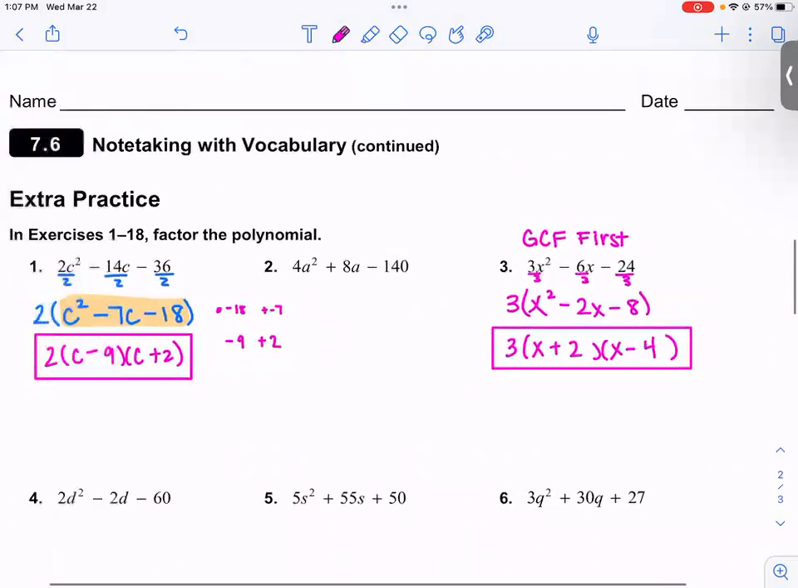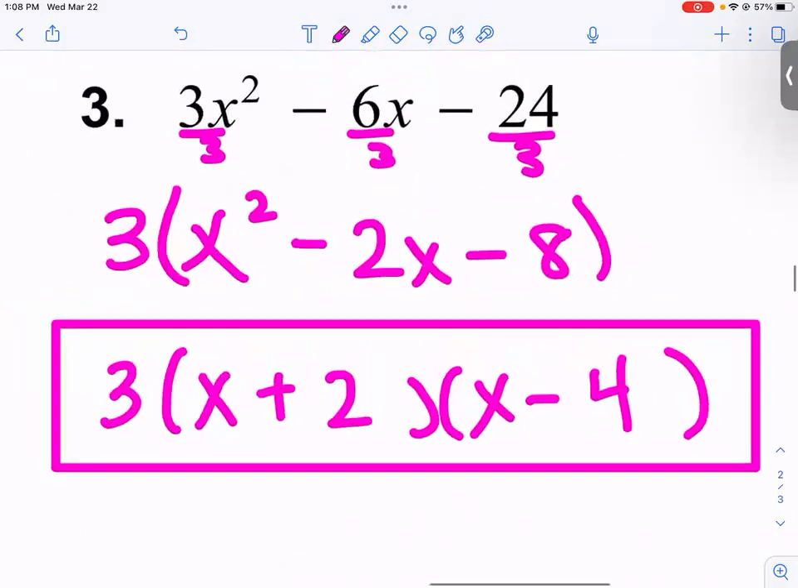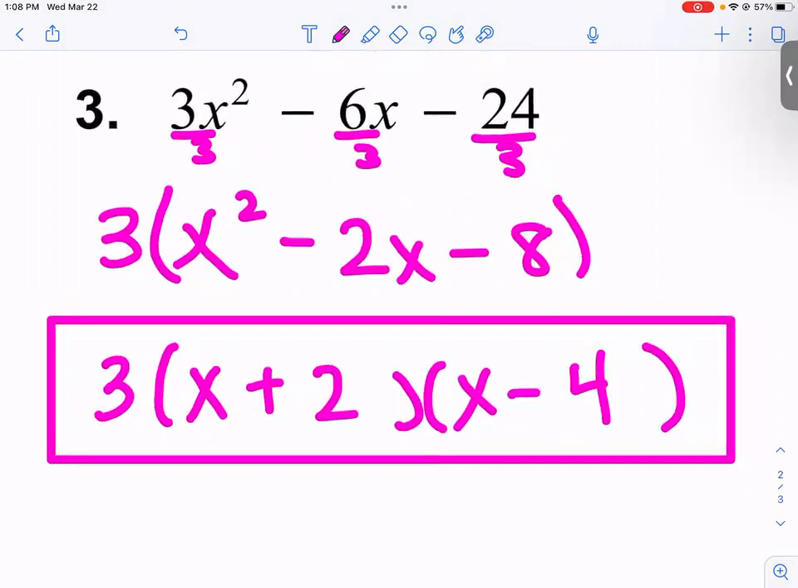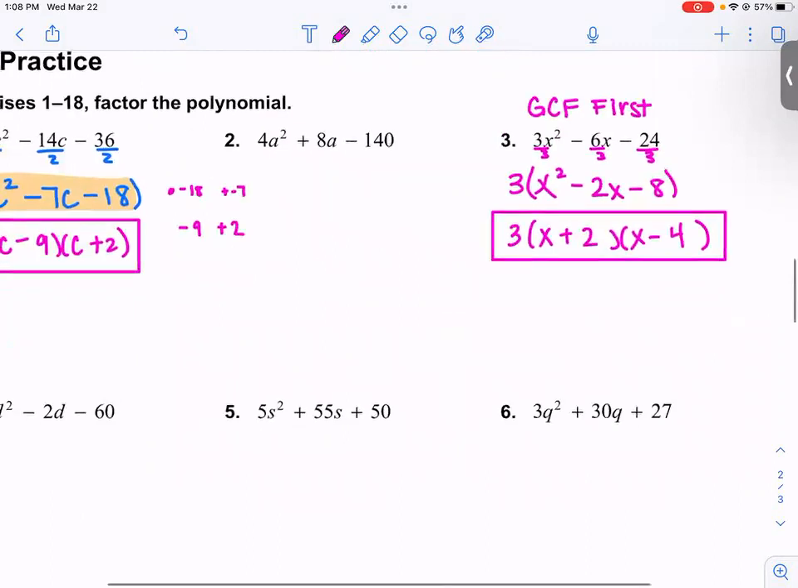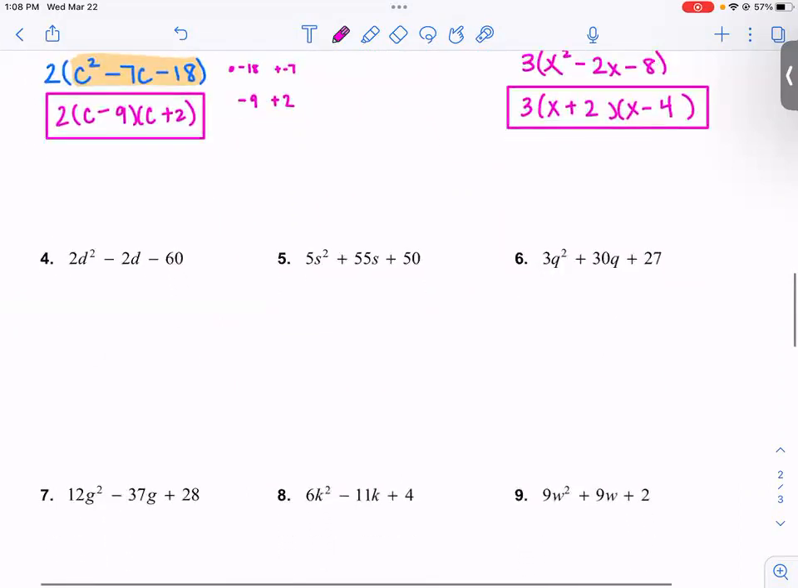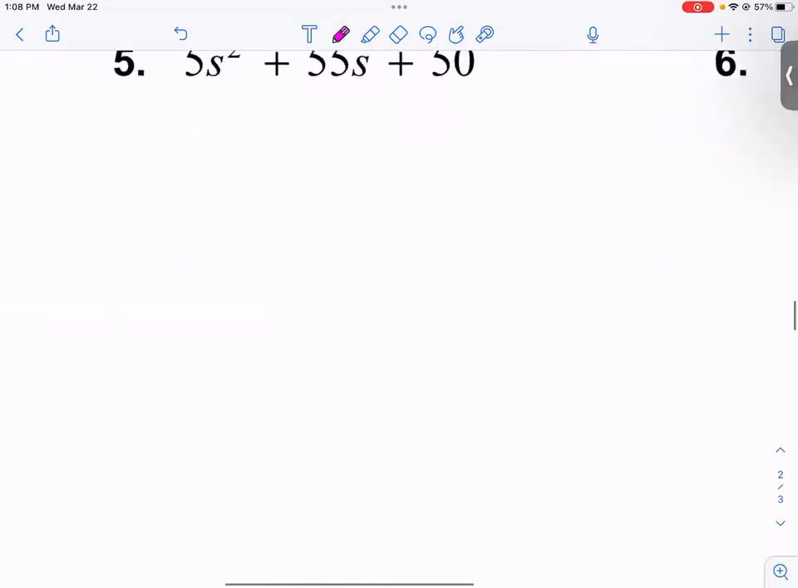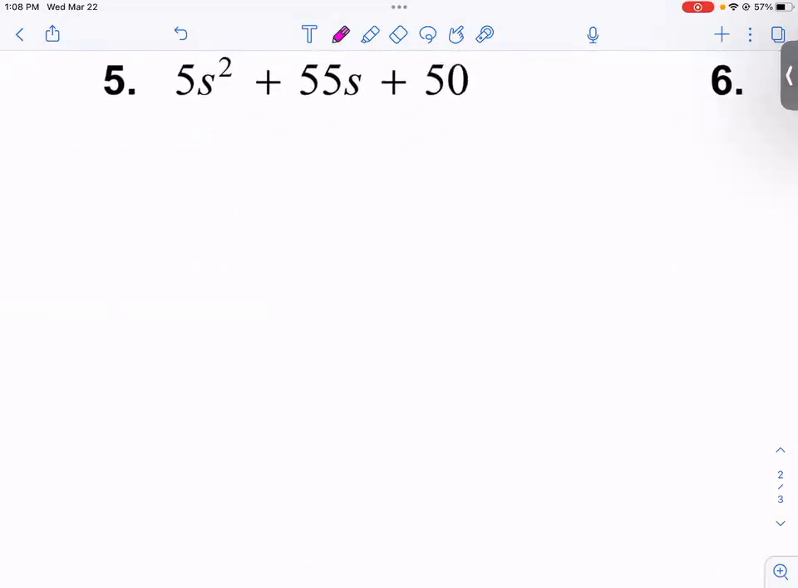Why do you divide the 8? Oh, wait. Okay. I want you to try number 5. We have a line on the table. It disappeared.